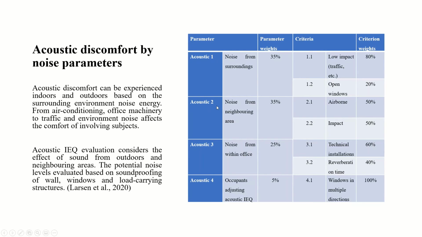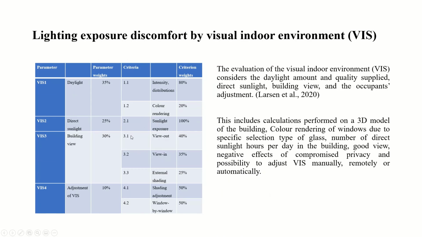There are 4 groups separated, and the highest parameter weights are acoustic 1 and acoustic 2, which are the noise from surroundings made by traffic and open windows, as well as noise from neighboring areas, either airborne or impact noise made by other offices.